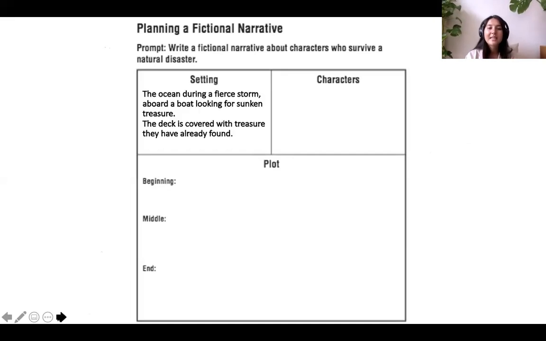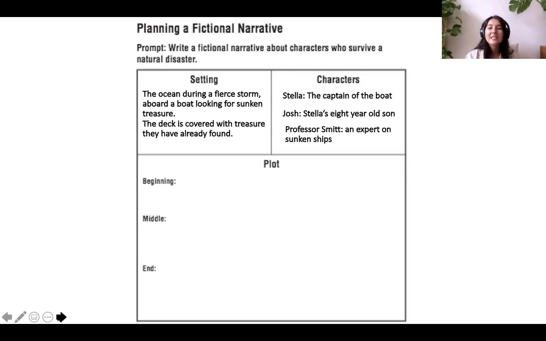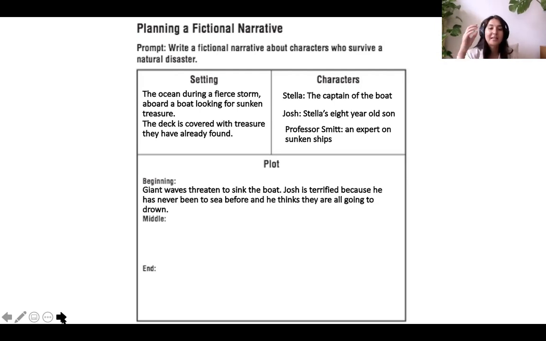Have a look. My setting is the ocean during a fierce storm aboard a boat looking for sunken treasure. The deck on the boat is covered with treasure that they have already found. My characters are Stella, who is the captain of the boat, Josh, who is Stella's 8-year-old son, and Professor Schmidt, an expert on sunken ships. Now, in the beginning of my story, I'm going to introduce the characters, the setting, and give a hint of the problem. So, giant waves are threatening to sink the boat. Josh is terrified because he has never been to sea before and he thinks that everyone on the boat is going to drown. So I'm starting to reel you in with my story here.